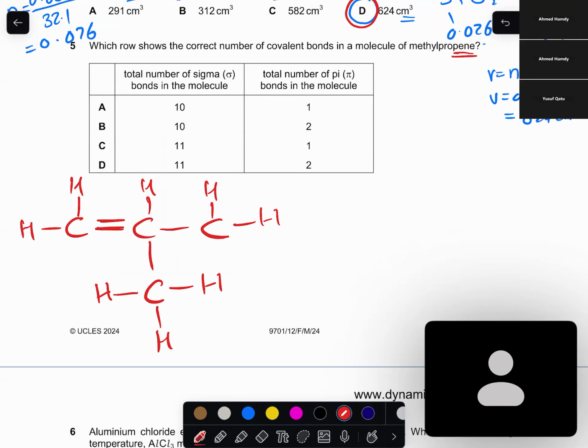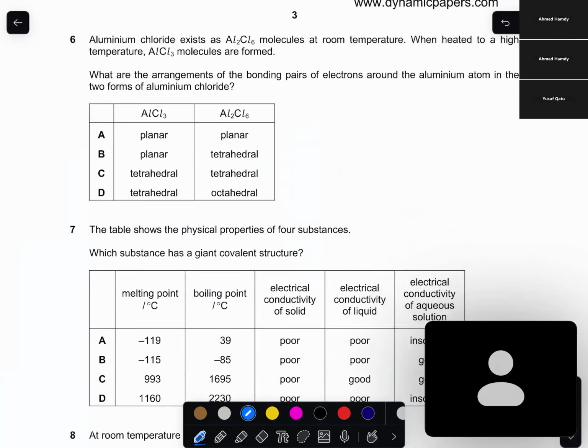Right. How many sigma bonds and how many pi bonds? Sigma bonds, it means single bond. And pi bond, it means double bond. Okay? So here, how many single bonds? To count the number of single bonds, we have 1, 2, 3, 4, 5, 6, 7, 8, 9, 10. And we're supposed to have also H here. So this one will be 11. Okay? And we have only one pi bond. So the answer is C, 11 sigma bonds and 1 pi bond.